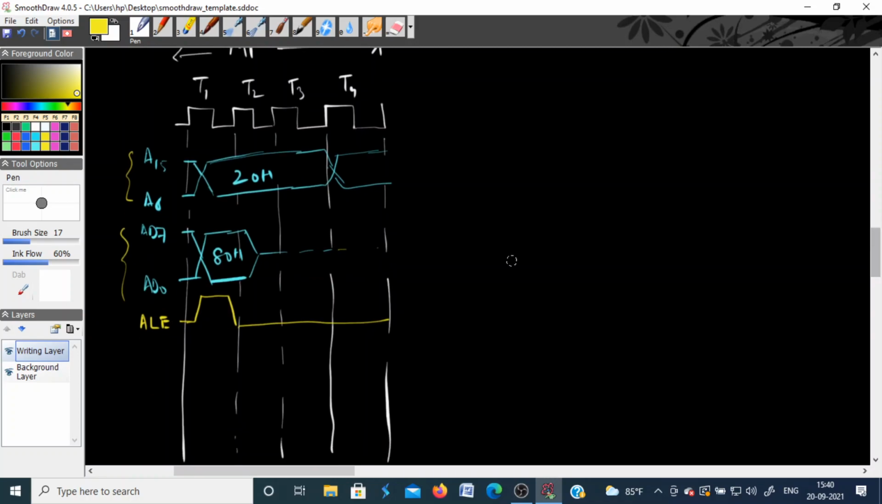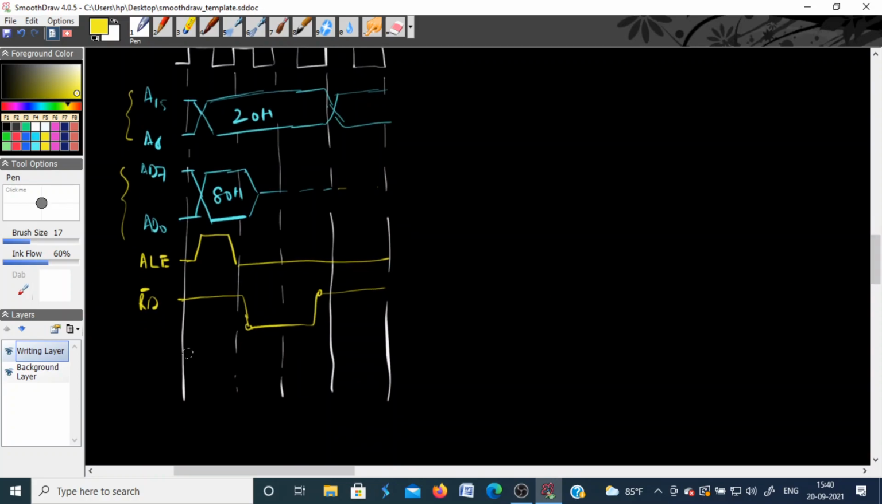And then the control signal, which is the read signal, gets activated in the second clock pulse. It remains at logic 0 for 2 states almost, and then the processor again sets it to 1. At the same time, one more control signal, IO slash M bar, since it indicates that it is a memory related operation, goes from 1 to 0 and remains at logic 0.